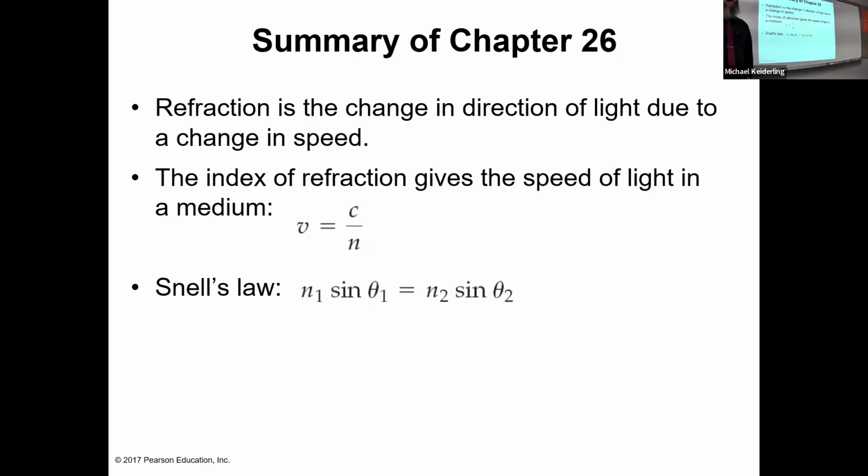And the amount that light bends when it goes from one medium into another is determined by Snell's law, where index of refraction 1 times the sine of the angle from the normal on that side equals index of refraction 2 times sine theta 2.